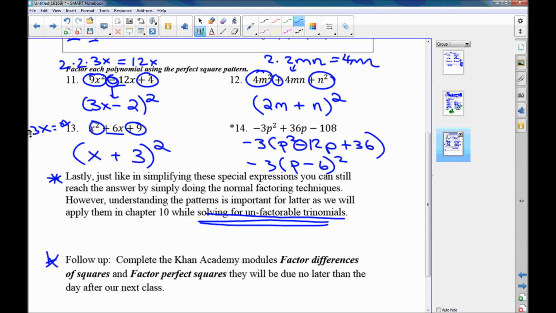Okay, so these are fast problems if you know the patterns. If you don't know the patterns, they are slow problems. So learn the patterns and go back and watch again if you need to.